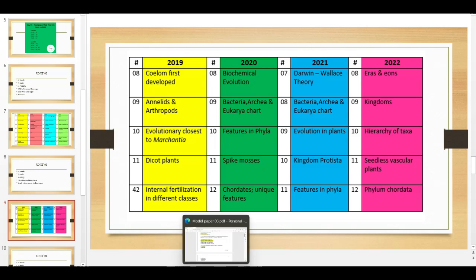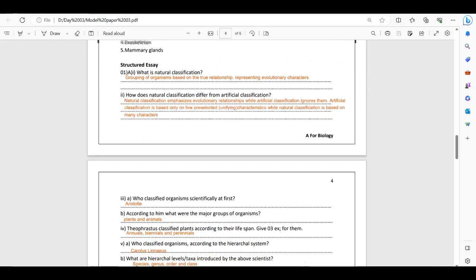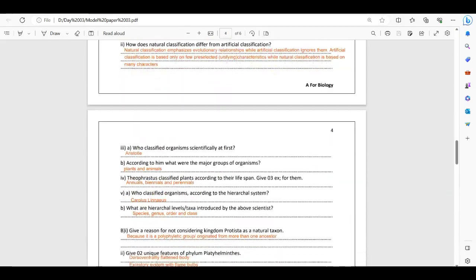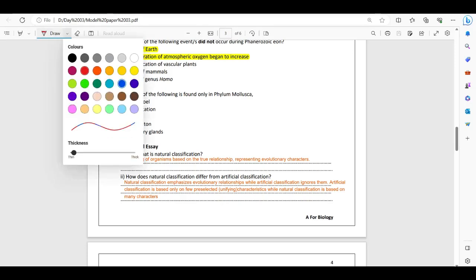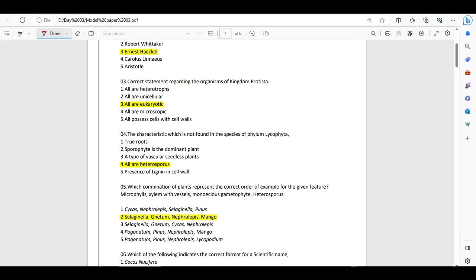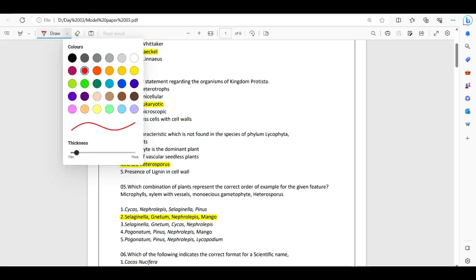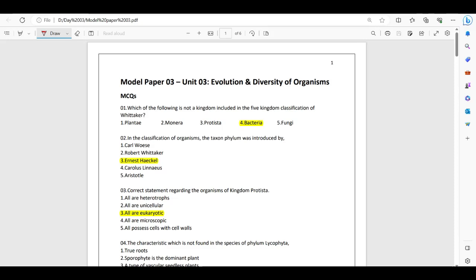I will be discussing the whole MCQ paper today. I'm not doing the structured essay in this video, but I hope to do that one, though I'm not sure whether I will be able to do it soon. We are in model paper 3 for unit number 3, evolution and diversity of organisms.